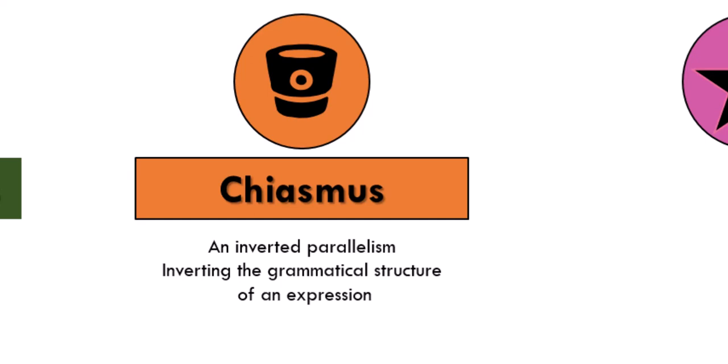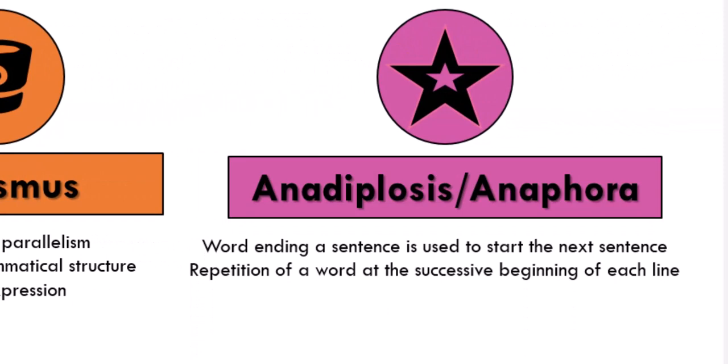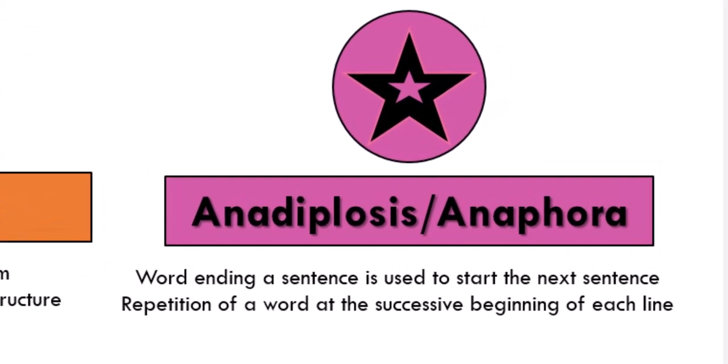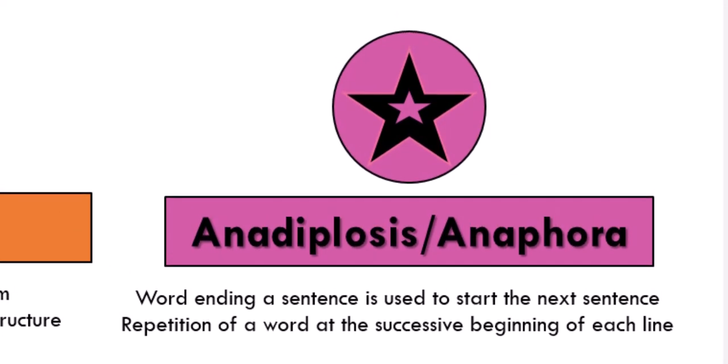Inverting the grammatical structure of an expression. Okay, and anadiplosis and anaphora are not too related, because anadiplosis has to do with the word ending a sentence being used to start the next sentence. When the word ending sentence A is actually the same word used in starting sentence B. Okay, then anaphora has to do with repetition of the word at the successive beginning of each line.